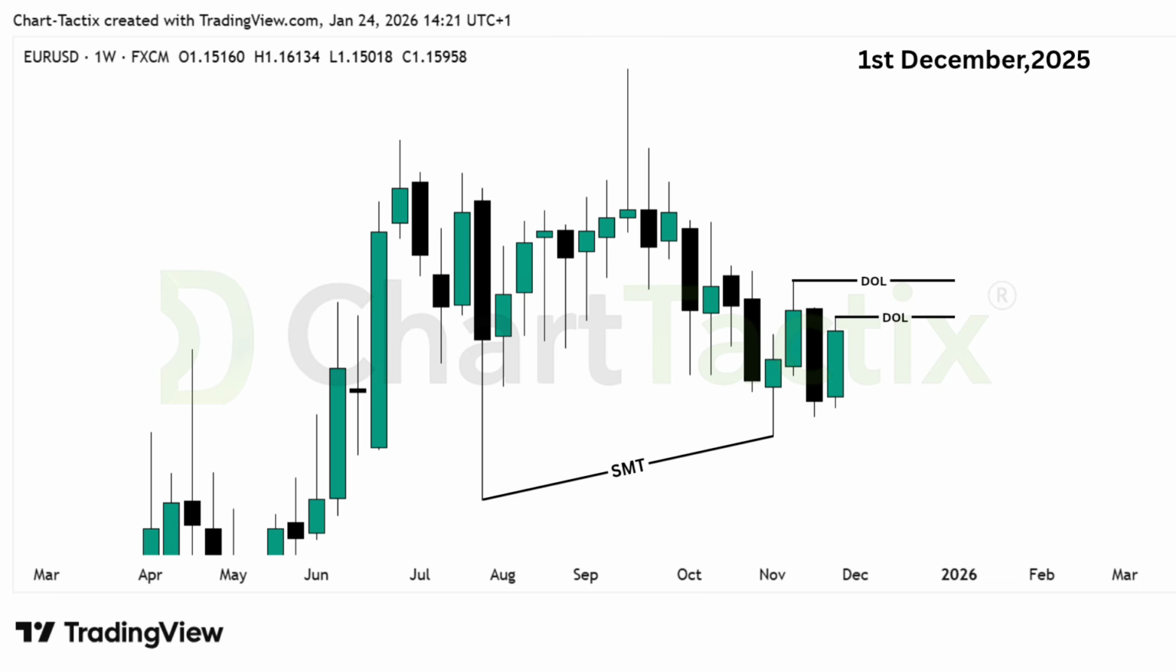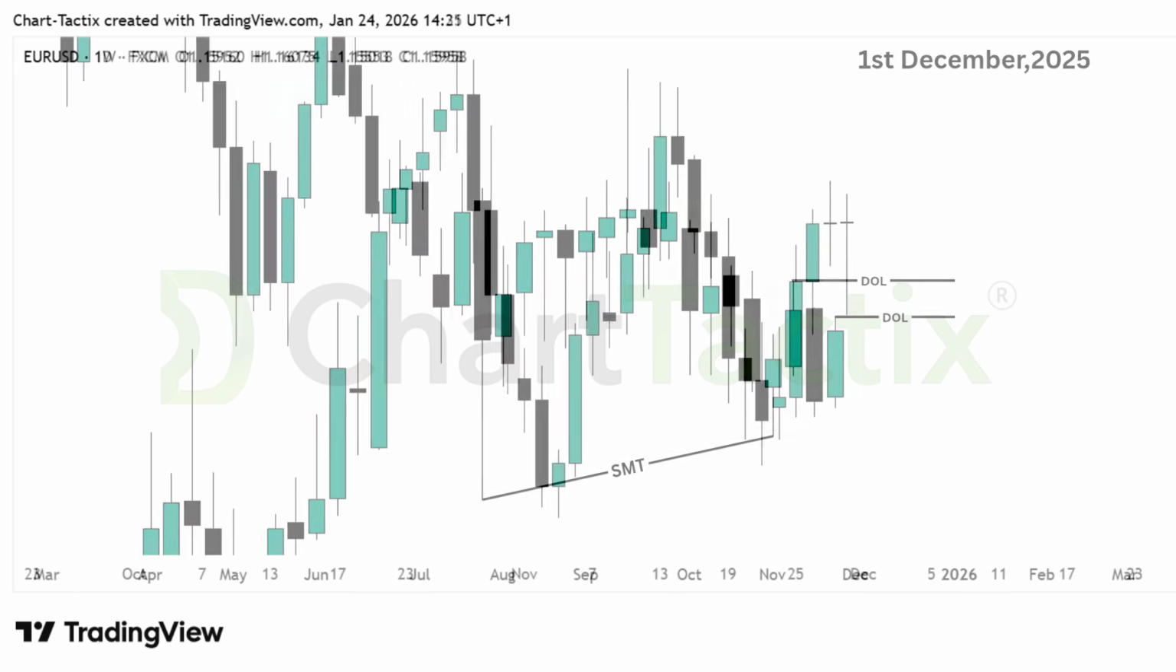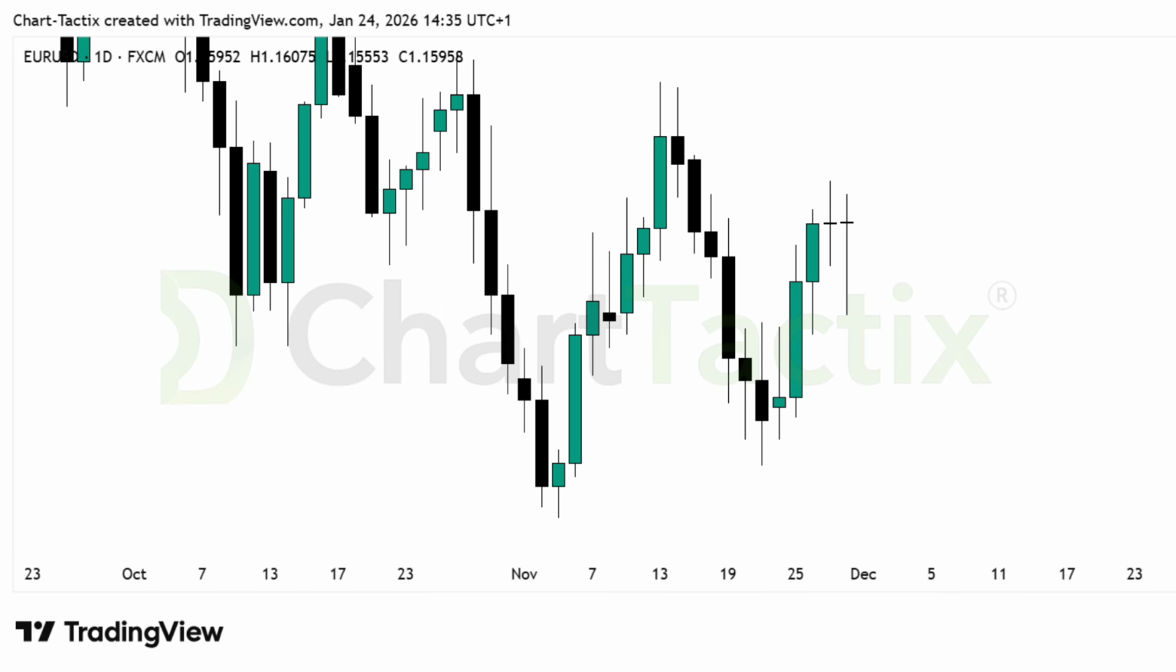Now, because this is the weekly chart, we also need to drop down to the daily time frame to refine our analysis. As day traders, we're not necessarily focused on what price will do next month or even next week. Most of the time, what matters most is what price is likely to do the next day. So when we drop down to the daily chart, this is where things get really interesting.